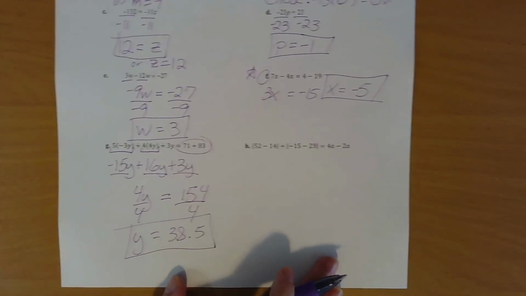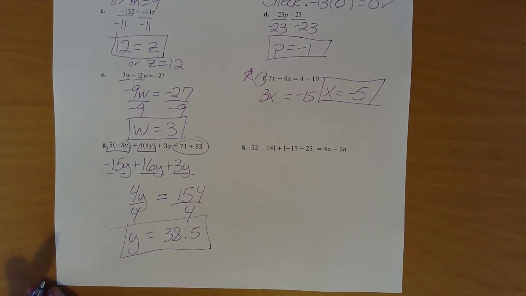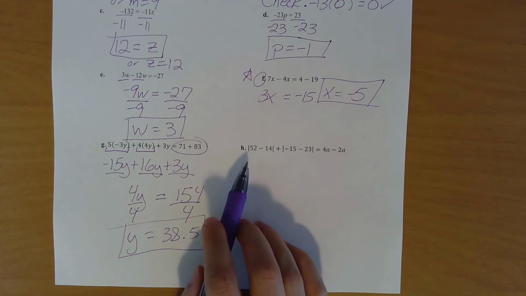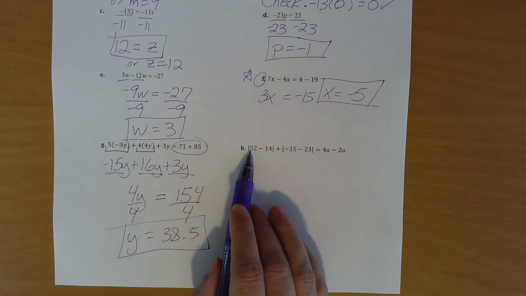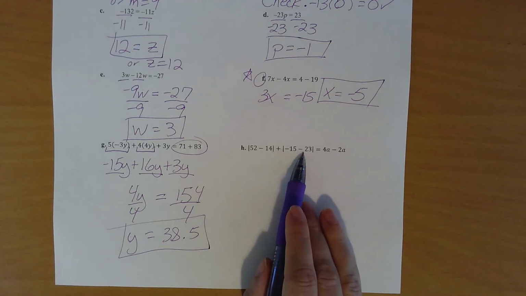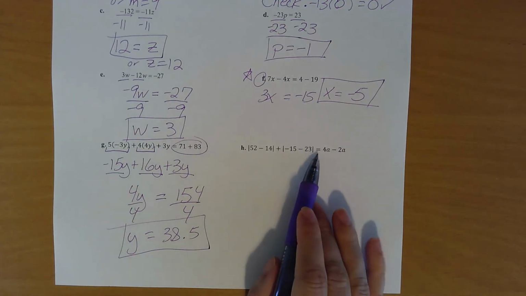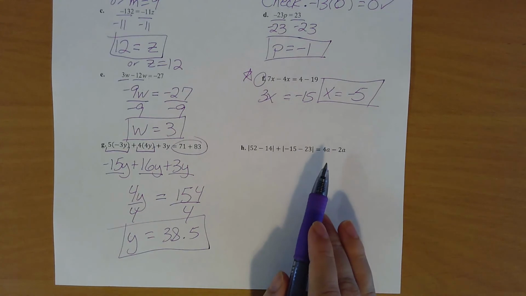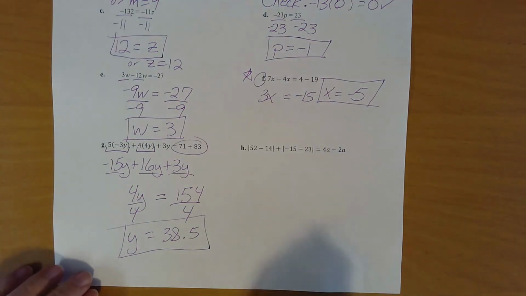Alright, last one here in part H is another one that needs some simplifying. I've got some absolute values. I've got the absolute value of 52 minus 14 plus the absolute value of negative 15 minus 23 equals 4a minus 2a. So I've got a lot of simplifying that I can do first.